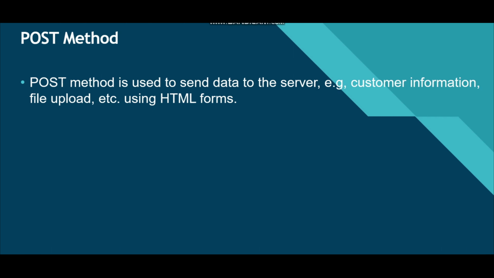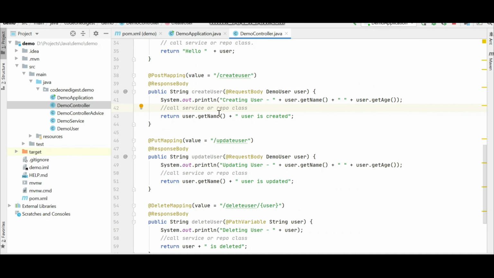Okay, let's begin with the next method. We have the post method. The post method is used to send data to the server, that is, to create customer information, to upload a file, or to create any object on the server side using HTML forms. Let's see it in a demo.